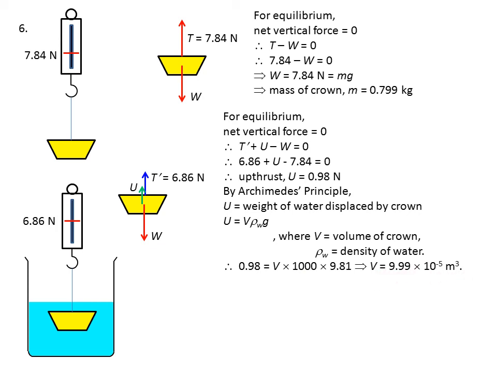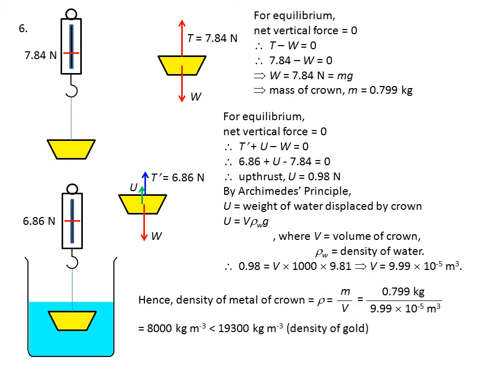So in summary, we now have the mass of the crown and the volume of the crown. So obviously that allows us to find the density of the metal used to make the crown. Density is mass over volume, so that allows us to calculate the density of the metal used for the crown to be 8,000 kilograms per cubic meter, which is less than the 19,300 kilograms per cubic meter of gold. So the crown is not made of gold. So that's the conclusion.